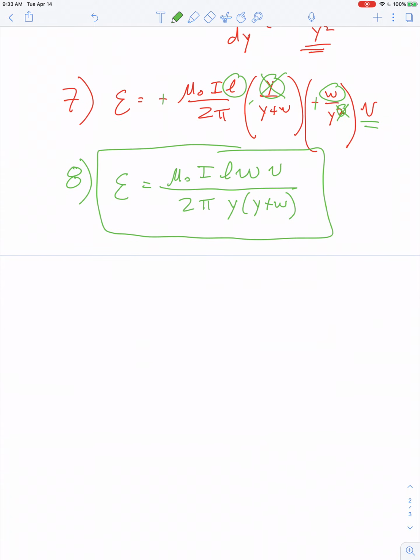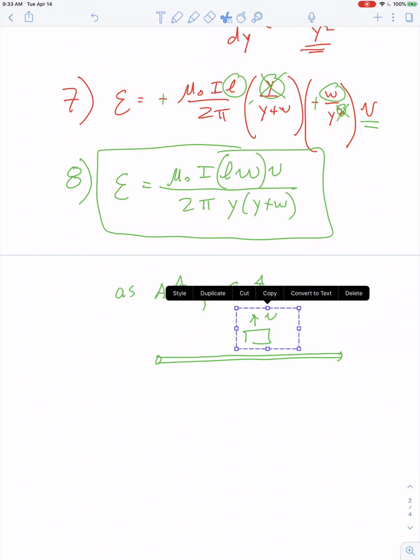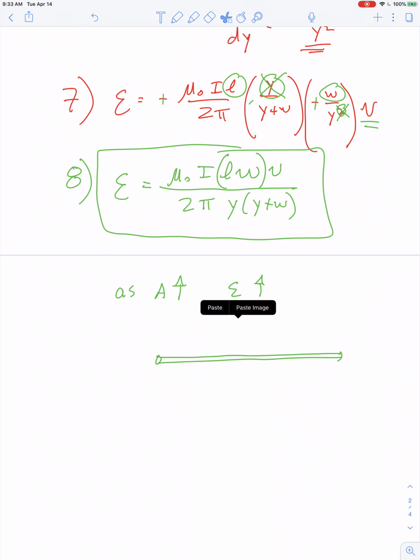So let's think about what this expression is telling us. One, if we put length and width together, this just says as the area of the loop goes up, the EMF should go up. So if instead of pulling a small loop of wire with some velocity, we pull a larger loop of wire with that velocity, it should be more EMF. And that makes sense because it's going to be a greater amount of flux that's changing.